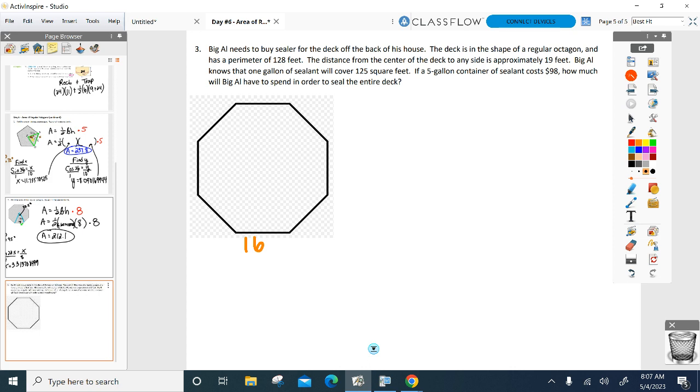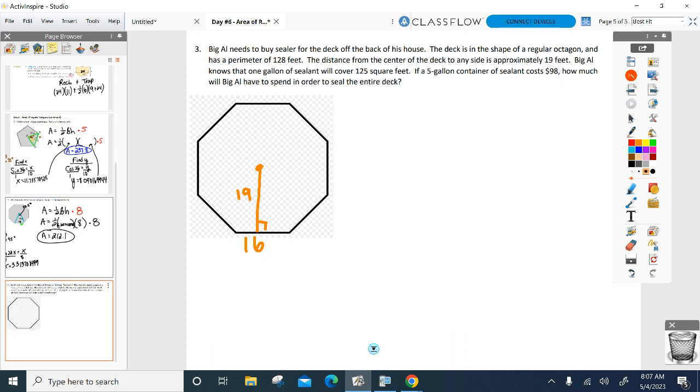That helps me out big time. And the distance from the center of the deck to any side is approximately 19 feet. What am I giving you here? From the center to any side, I'm giving you this right here. That's 19 feet. You're welcome, by the way.